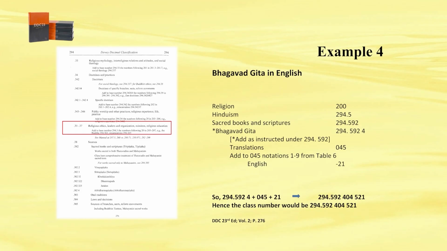So, remember, we have not added the number from Table 6 directly. We have to add 045 as there is an instruction to go to Table 6. That's why we can add 21. So, the number will be 294.592.404.521. Okay.